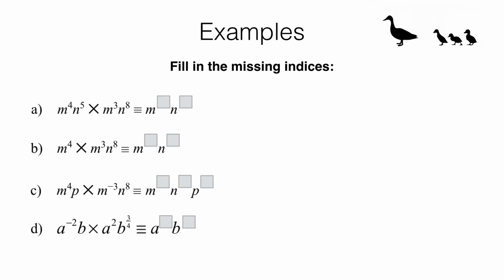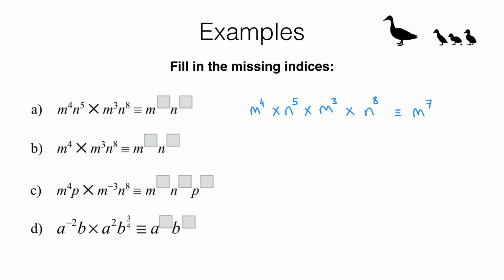Now, remember, there are invisible multiplication signs in here and here. So what we really have is m to the power of 4 multiplied by n to the power of 5 multiplied by m cubed multiplied by n to the power of 8. Now, it doesn't matter what order I multiply in. So if I multiply m to the power of 4 by m cubed, I'm going to get m to the power of 7. You can see here we've got the same bases, so we can just add those indices.